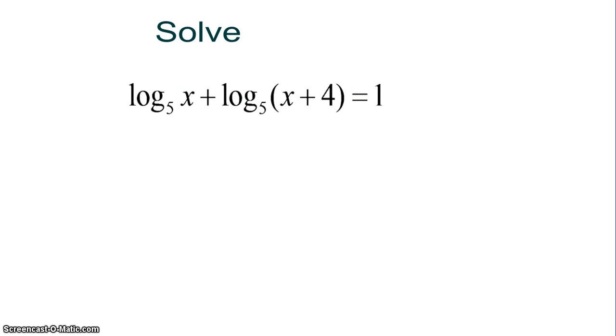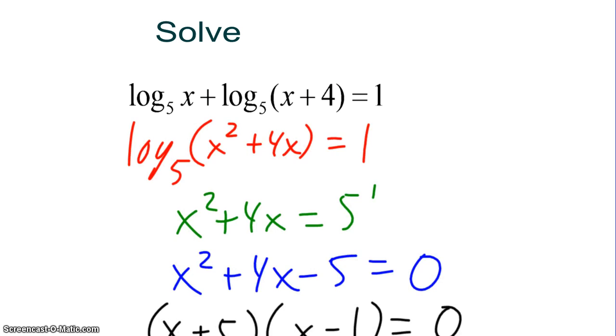Alright, next one. I want you to solve log base 5 of x plus log base 5 of x plus 4 equals 1. Pause the video and unpause when you're ready to check your work. Alright, so remember when solving log equations, it's best to try and combine logs first. So I'm going to combine these two logs here. They are addition with the same base, so I can multiply what I'm taking the log of, and I get log base 5 of x squared plus 4x equals 1.